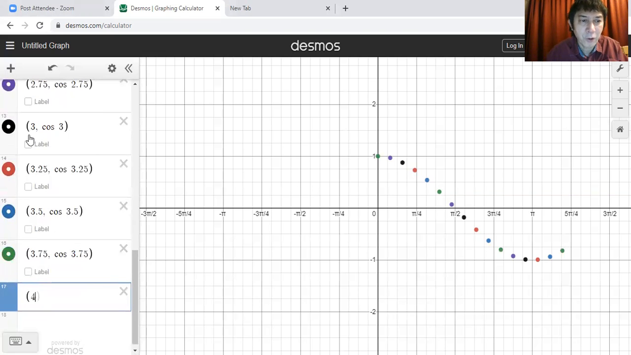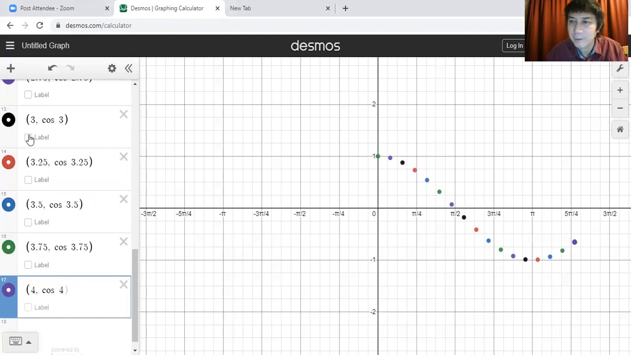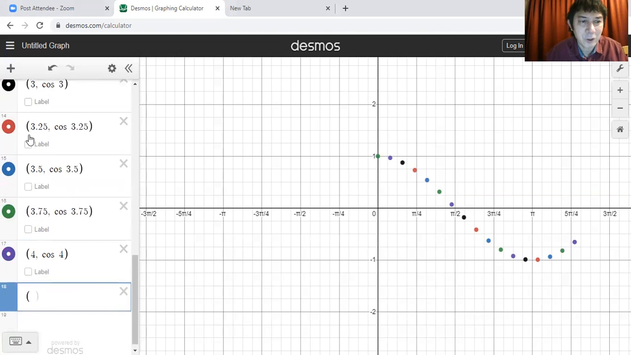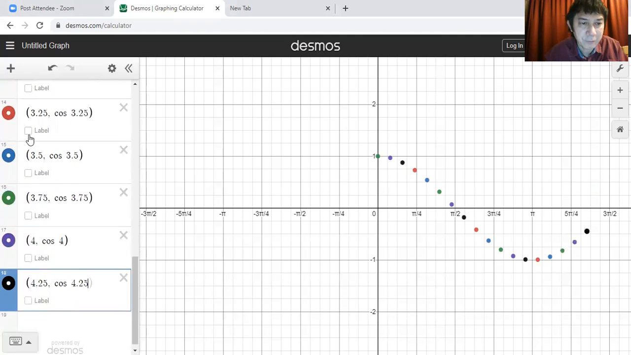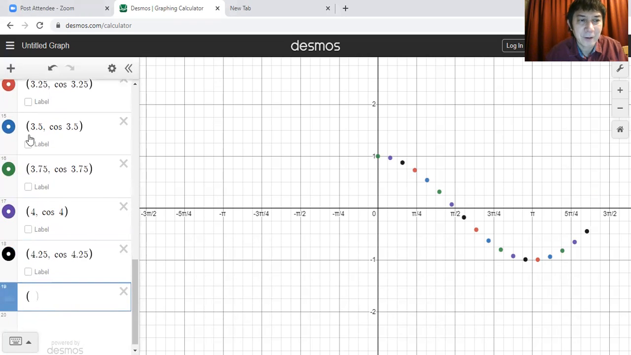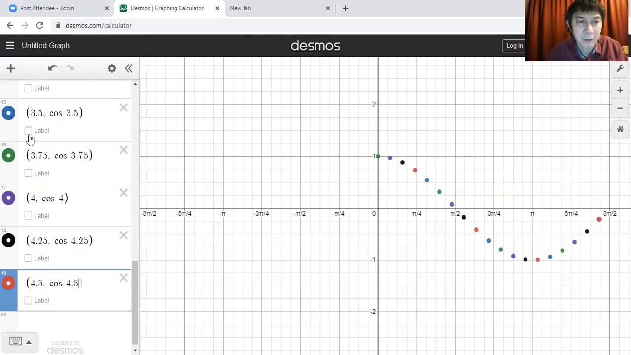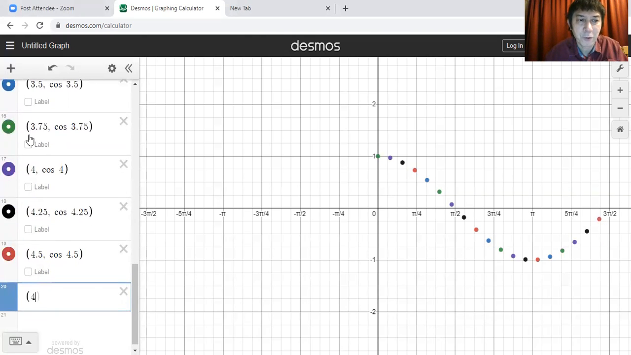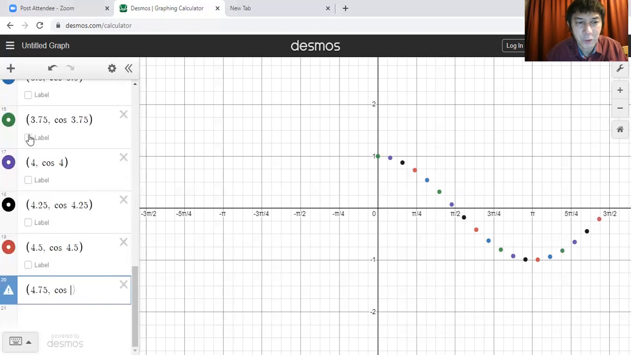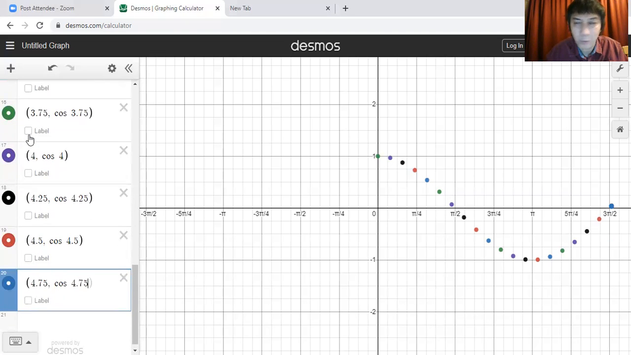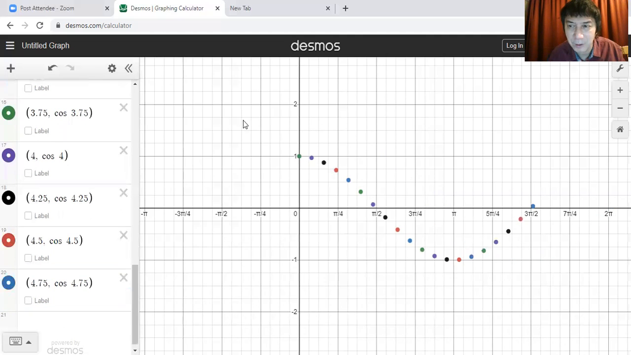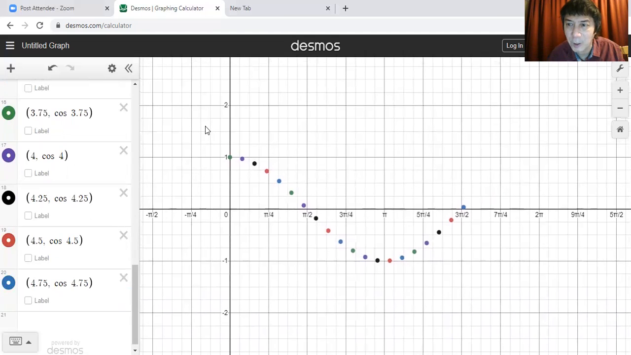Next is 4, x equals 4 and cosine of 4. Next is 4.25 for x, cosine 4.25 for y. Then let's proceed to 4.5 for x, cosine of 4.5 for y. And then we have 4.75 for x, cosine of 4.75 for y. Notice the graph. Let's pan our screen so we shall be able to see the completed version.